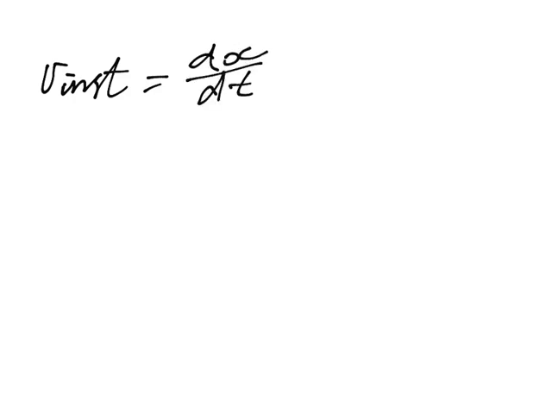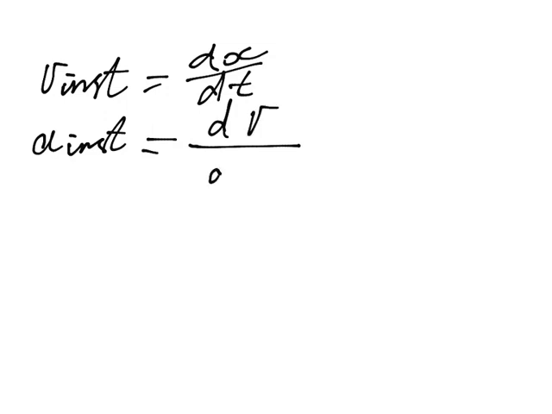Now, it turns out, for instantaneous velocity, instead of y and x, we've got position and time, so it's dx dt. For instantaneous acceleration, we take that from a velocity-time graph, so we've got dv dt.